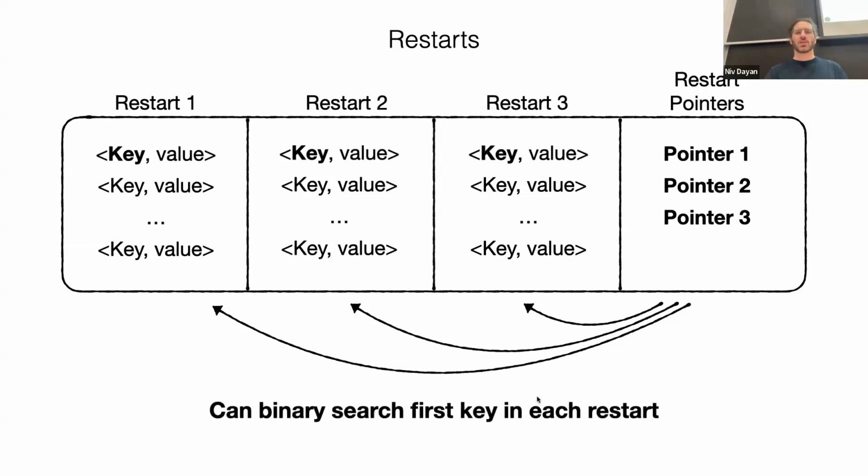So that's exactly what this slide is saying. To actually access the correct restart interval that contains the key value pair that you're looking for, you do a binary search over these. For each hop of the binary search, you go to the start of the restart, read the key, see if it's bigger or smaller, and then continue the binary search until you find the correct restart. Yes?